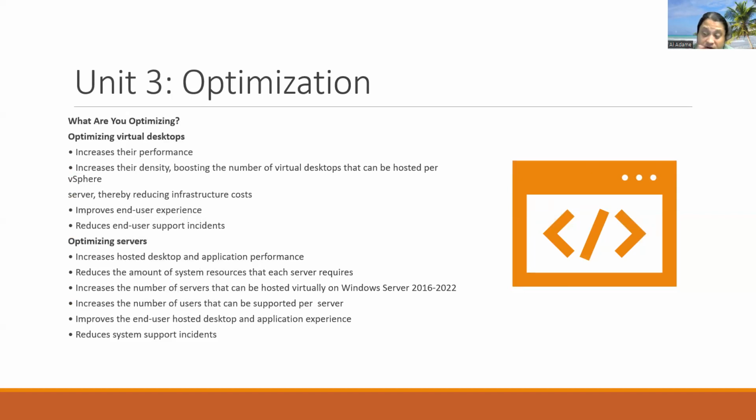So why would you optimize servers? Increases hosted desktop and application performance. Cool, so it runs better. Reduces the amount of system resources that each server requires, so it's using less space and less memory, which is even better. Increases the number of servers that can be hosted virtually on Windows Server 2016, 2022. It's just the latest version.